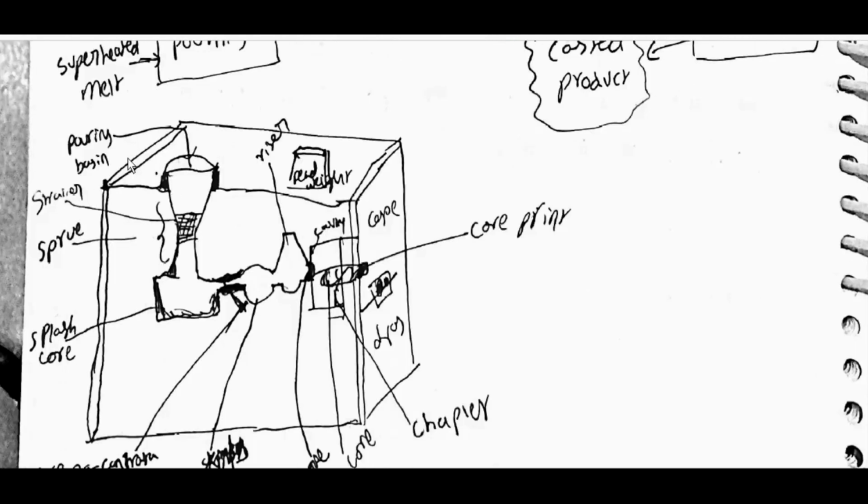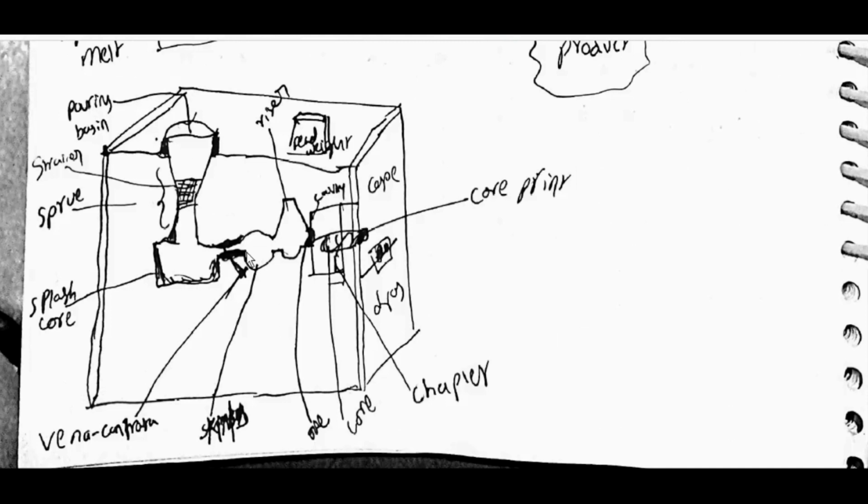Okay. To know the nomenclature, the upper portion is cope. The lower portion is drag. This is the pouring basin. This is the dead weight. Strainer, sprue. This whole length is sprue. This is the splash core. Vena contracta. Here it is the vena contracta. There will be a smaller one. Here it is the skim bob.